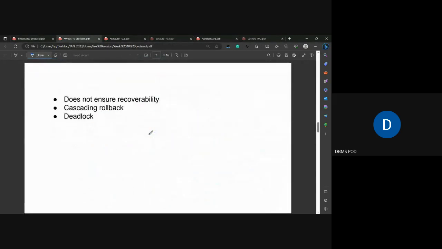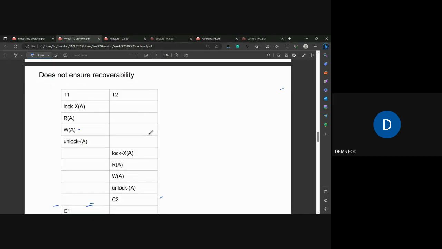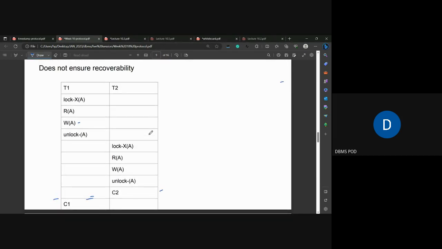In the two-phase locking protocol, if a schedule follows it, then we can say that it is conflict serializable or a serial schedule, right? Now there are some disadvantages: two-phase locking protocol does not ensure recoverability. So let's give an example. Does the transaction follow the two-phase locking protocol or not?